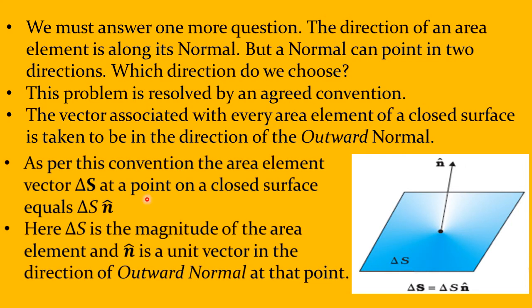As per this convention, the area element vector delta S. Now I am considering this area as a vector. The vector delta S at a point on the closed surface: I give the magnitude of the vector as delta S and the unit vector along the normal is n hat. So I have got delta S n hat, which is a vectorial representation of this area element. Here, delta S is the magnitude of the area and n hat is the unit vector in the direction of the outward normal to this point.